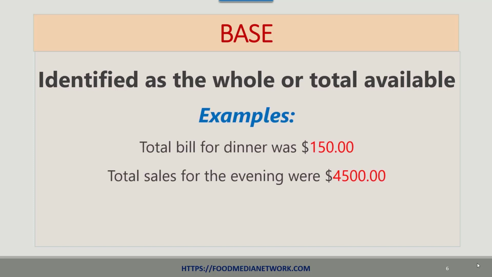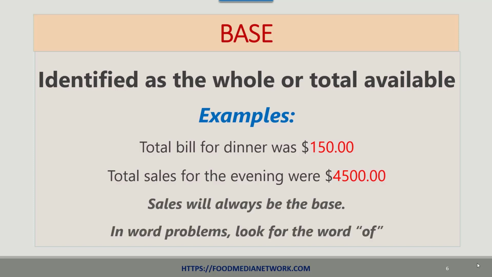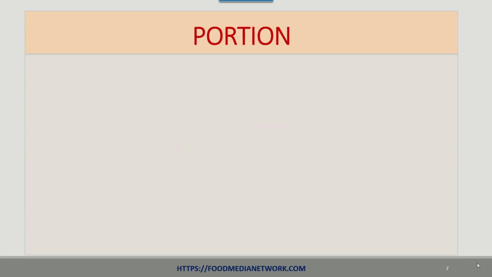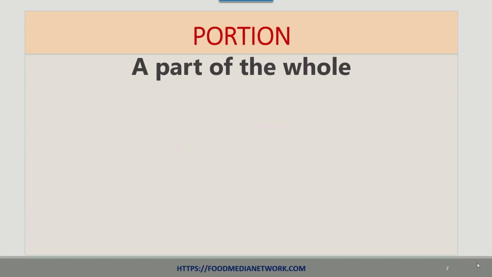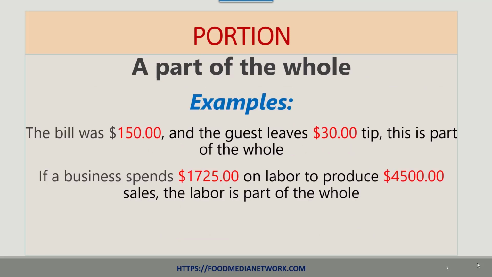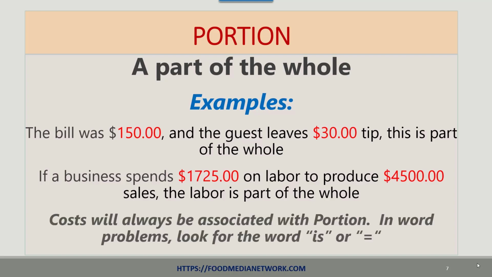For example, total bill for dinner was $150. The total sales for the evening was $4,500. Now, the portion, or the part, is located at the top of the triangle and is a part of the whole. For example, the bill was $150, that's our total, and the guest leaves a $30 tip, well, that is part of that whole. Cost will always be associated with portion, so it is part of the base or the total. In word problems, look for the word is or equals.